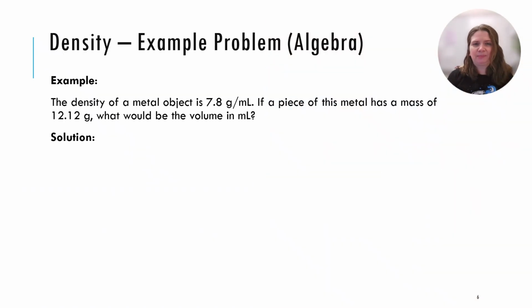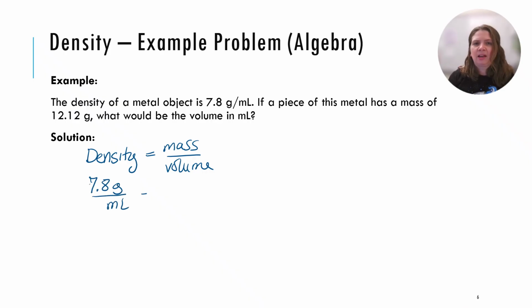Let's work through an example problem. The density of a metal object is 7.8 grams per milliliter. If a piece of this metal has a mass of 12.12 grams, what is its volume in milliliters? We begin with the density equation. Density equals mass divided by volume. Next, we substitute the given values into the equation. Density is 7.8 grams per milliliter, and mass is 12.12 grams.